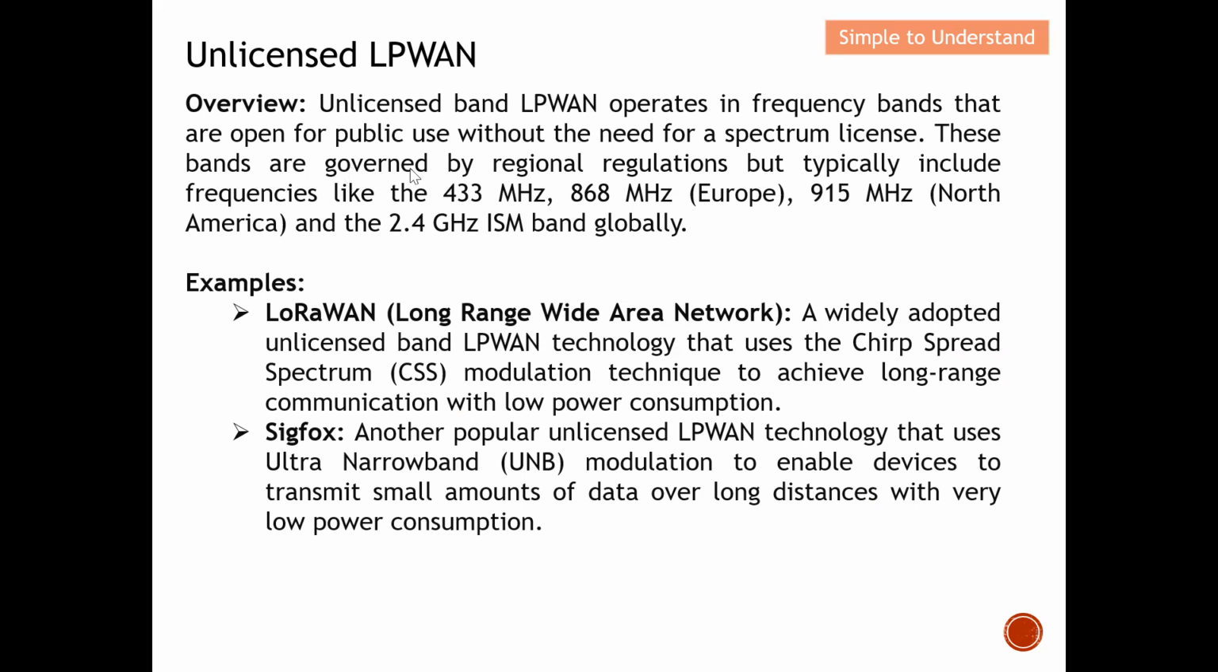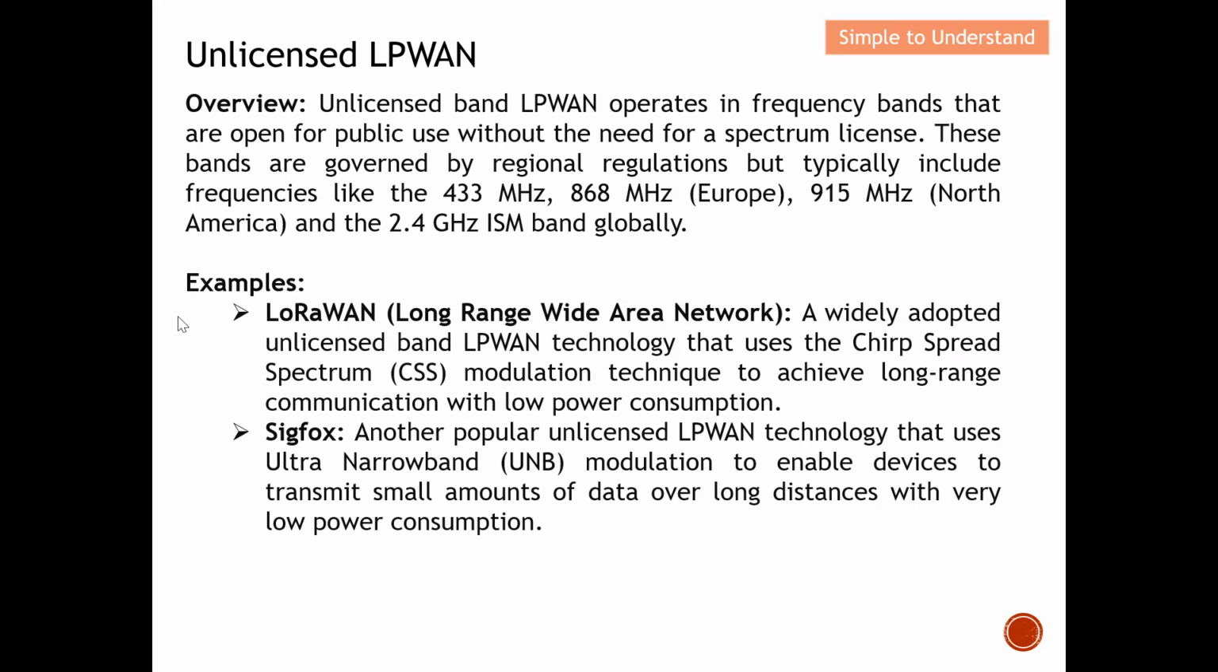These bands are governed by regional regulation, but typically include frequencies like 433 megahertz, which is widely used in China, 868 megahertz, widely used in Europe, and in North America, they utilize 915 megahertz. And last but not least, as in the example I explained earlier, the 2.4 gigahertz ISM band is used globally. So from the frequency, you basically know that they are unlicensed LPWAN.